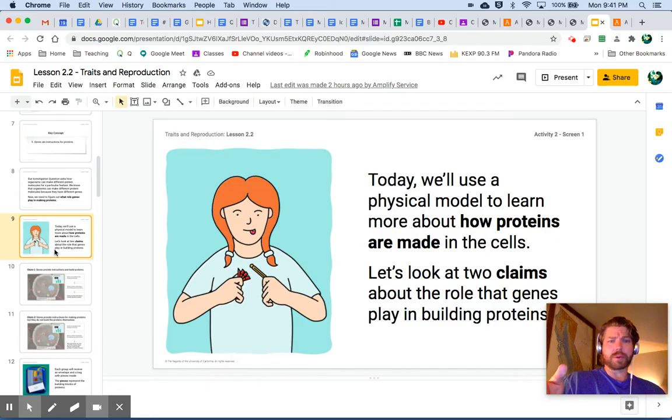What we were going to do, as you can see in this lovely picture, is stick our tongue out and try to put these connect pieces together. Actually, I'm sure that's how a lot of you would look in class if we did this. But today we will use physical models to learn more about how proteins are made in the cells. Let's look at two claims about the role that genes play in building proteins. We're going to decide which claim we think is more accurate by the end of this.